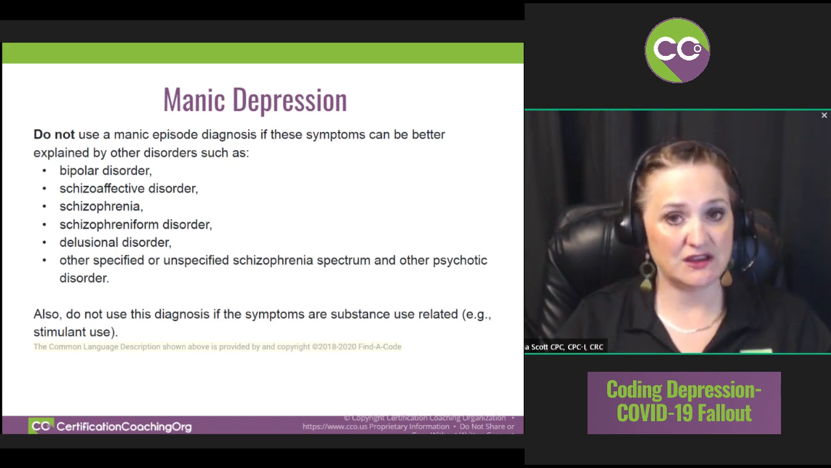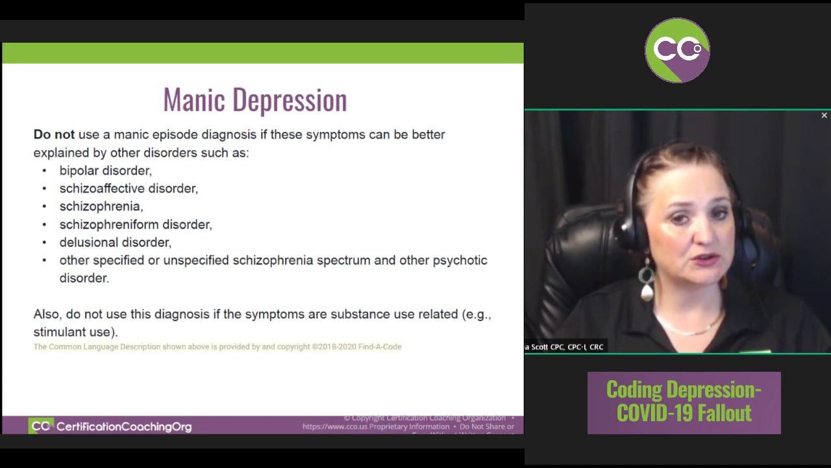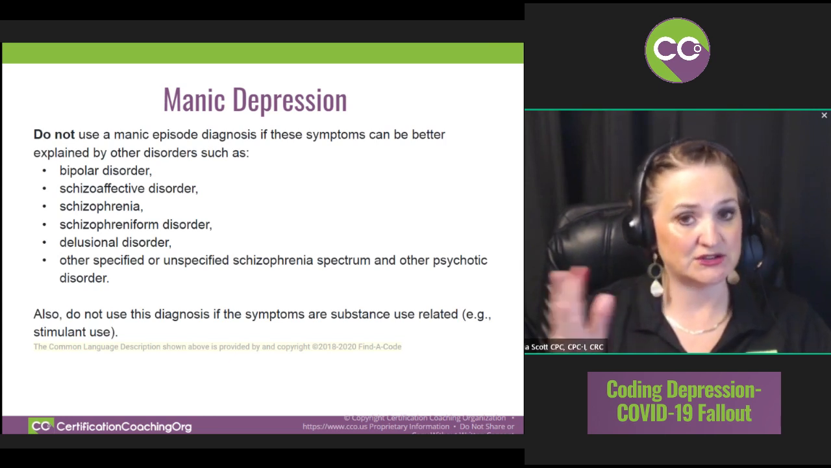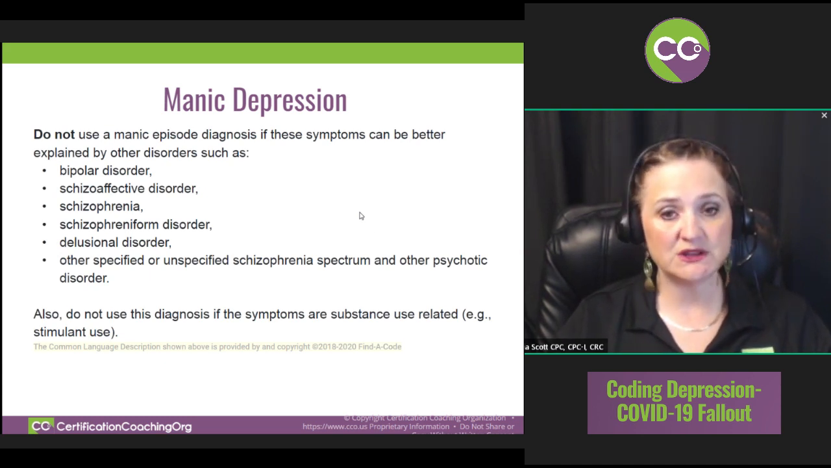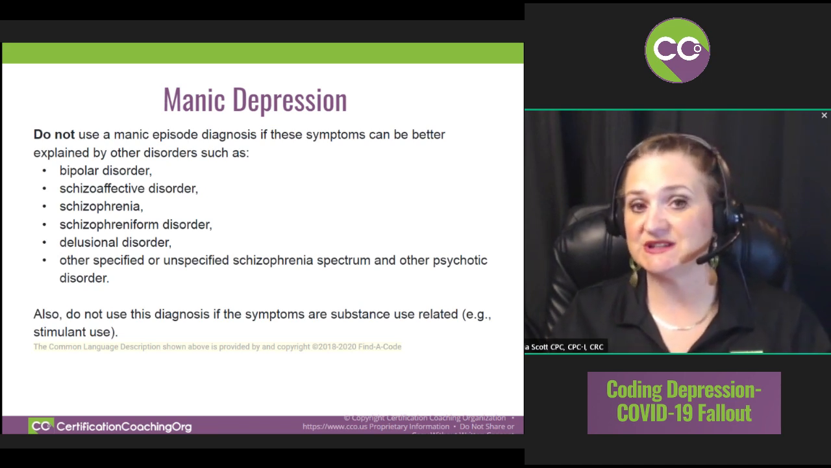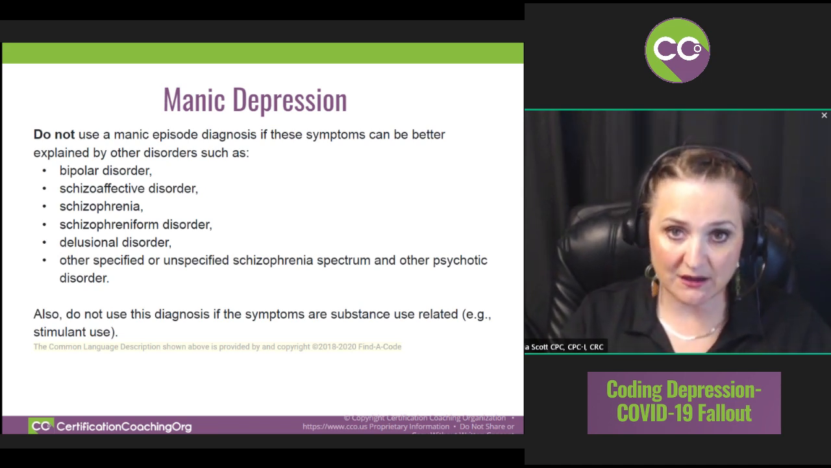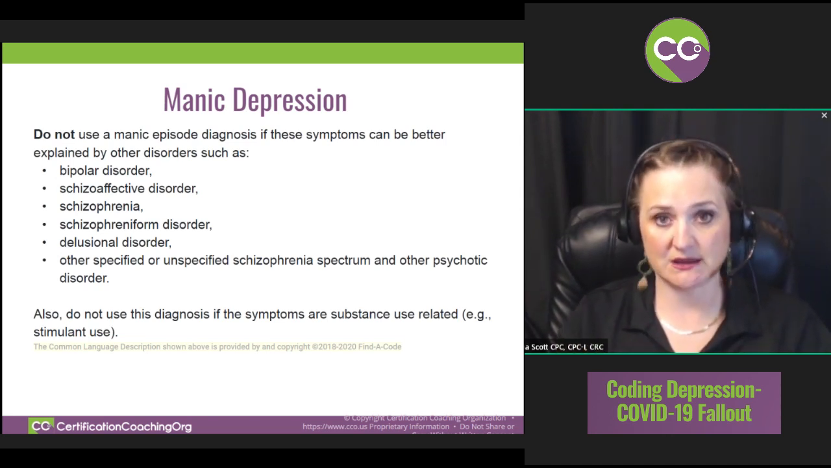Now, there's another thing to be aware of. If a patient has substance abuse, pay attention to that, because that might be stimulating a delusion. So again, pay attention to those. We're just following the patient. We're not making assumptions, and we let the provider know that there are specificities. We're just translating what's documented.